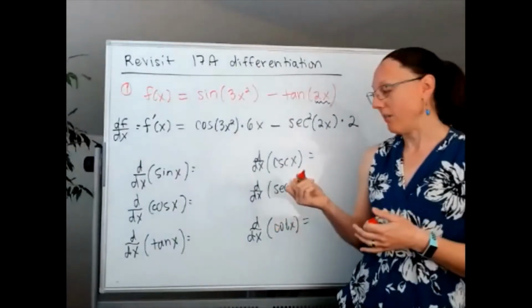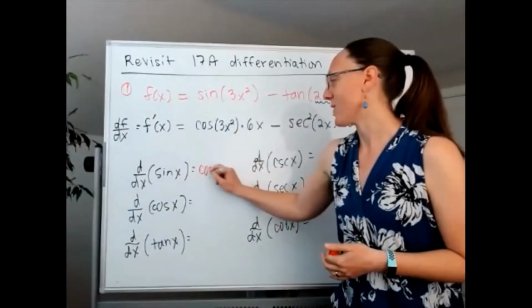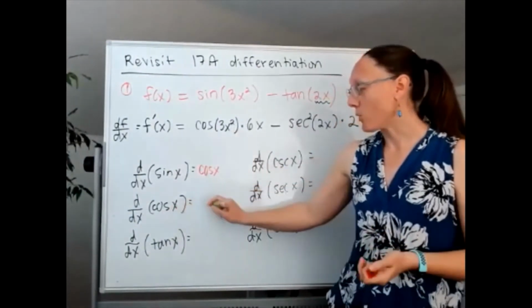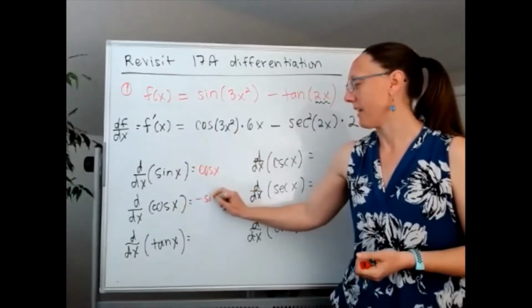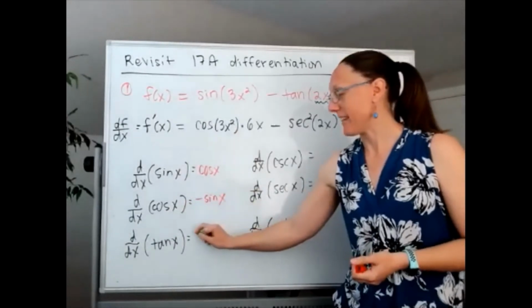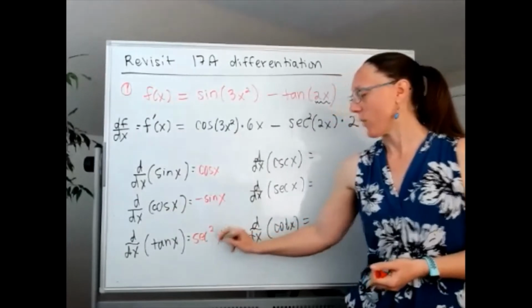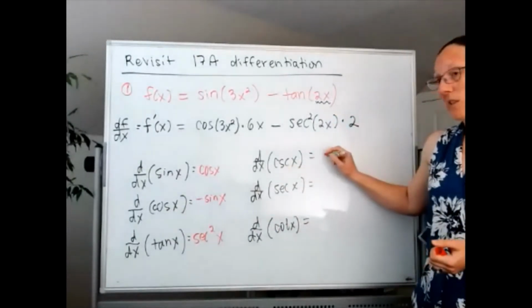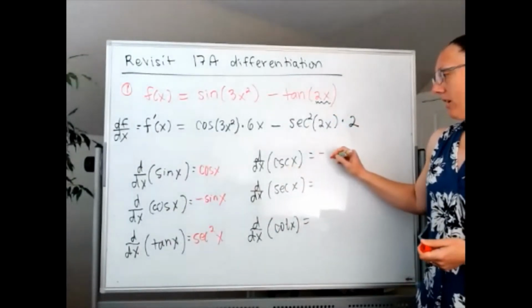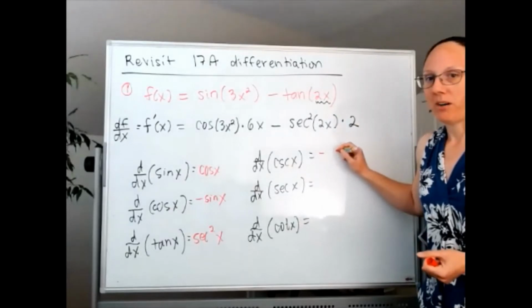And so my derivative of sine is cosine. My derivative of cosine of x is negative sine of x. The derivative of tangent is secant squared of x. Derivative of cosecant is negative... Anybody remember? You can type it in the chat.